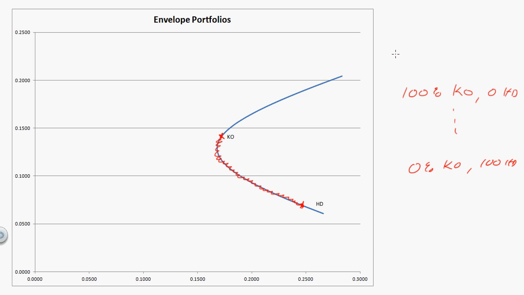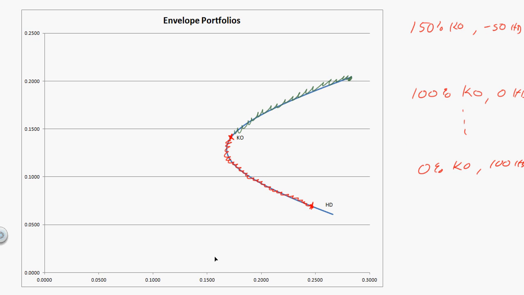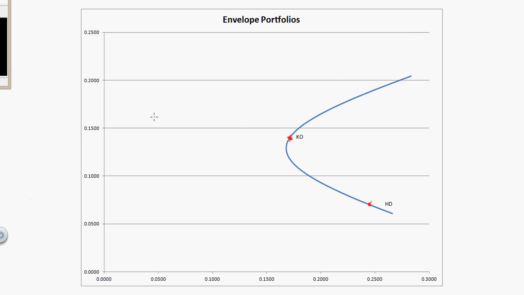However, if we're able to short assets, and we'll talk about shorting later, then we can be more than 100% Coke. We could be something like 150% Coke and minus 50% Home Depot, and we would be, if we put this into a different color, somewhere along the green portion of the curve. Alright, so let me give you one other thing here. Hang on just a second. Okay, so look at this picture right here.